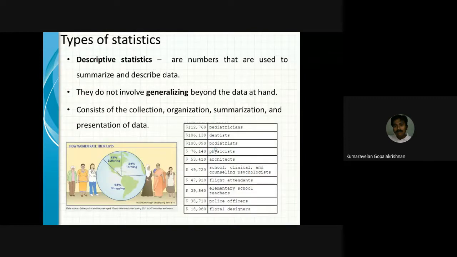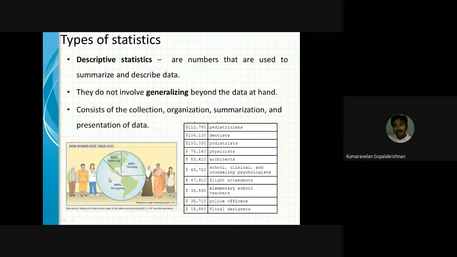And there are actually two types of statistics. One is descriptive statistics and another one is inferential statistics. Mostly people accept only inferential statistics, right? I will explain very soon what inferential statistics is. Descriptive statistics means I'm going to take the entire population and do some computation. Then it is called descriptive statistics.